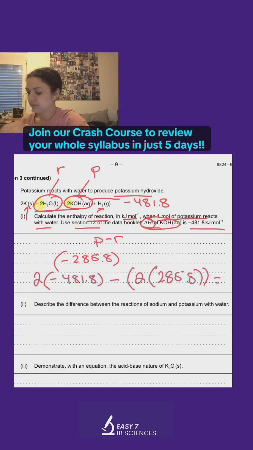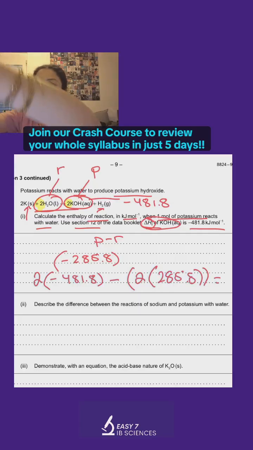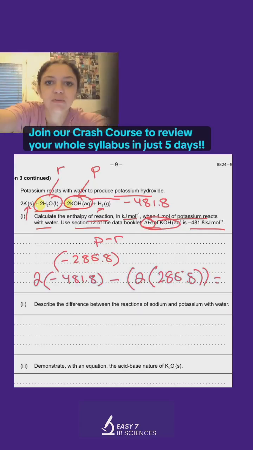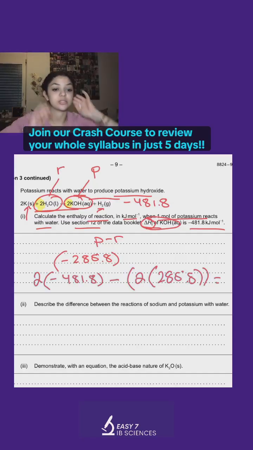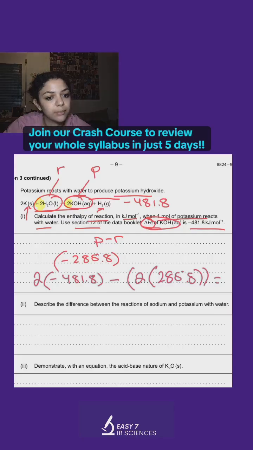I would really recommend you guys learn this products minus reactants method because it saves a lot of time. But for the Hess's law triangle, don't worry. In the old syllabus, they actually preferred you to do the Hess's law triangle more. So whenever you do products minus reactants, you don't really have to worry about the signs. The signs stay the same. Oh yeah, sorry, this is supposed to be negative. Apologies, that was just a rewriting mistake on my end.